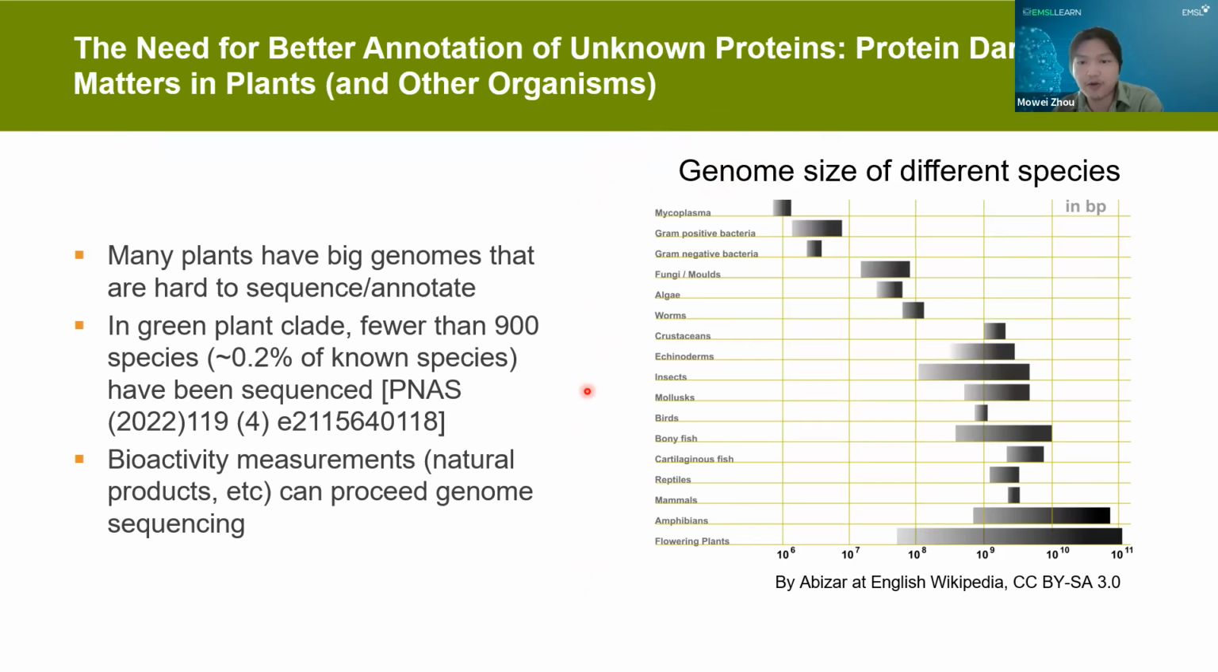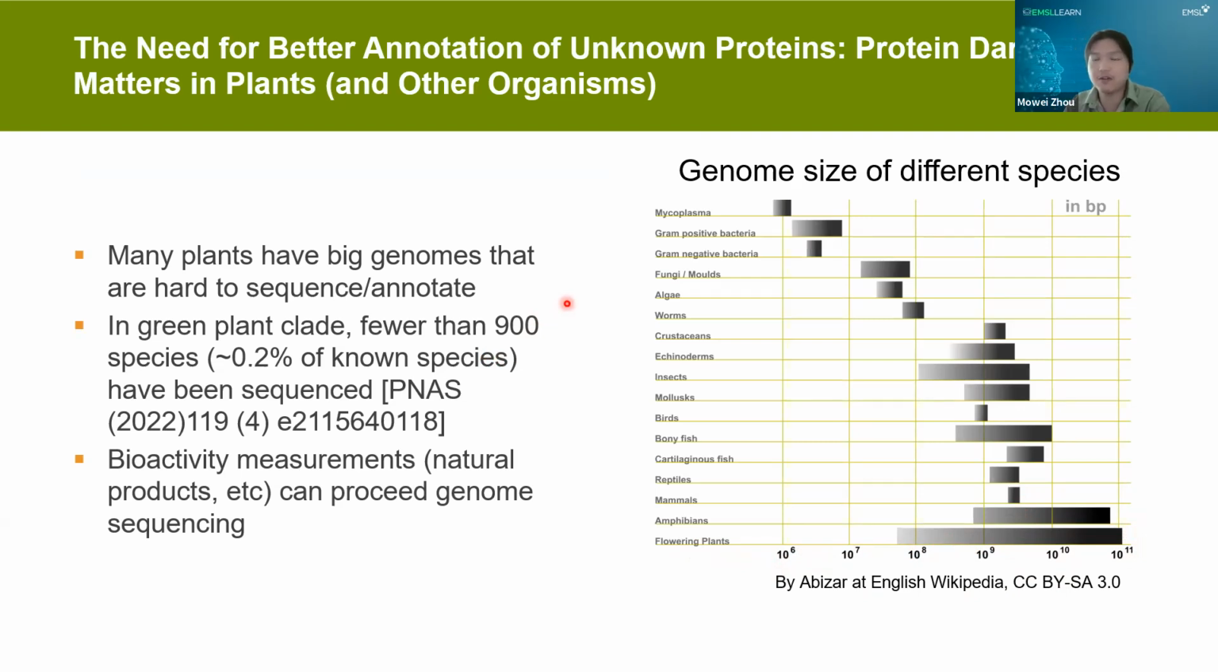And for plants especially, a lot of them have very big genomes. This is the genome size for different species in base pairs. The mammals are here, and they have a very narrow distribution. But you see the flowering plants have a wide range of genome sizes, and a lot of them span into the largest genomes you can see across living organisms. The big size makes them difficult to sequence and annotate, sometimes purely because of the amount of work you have to put in.